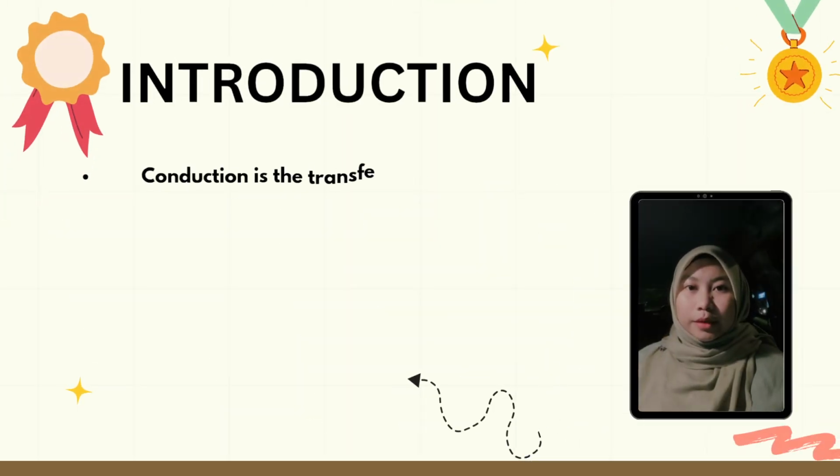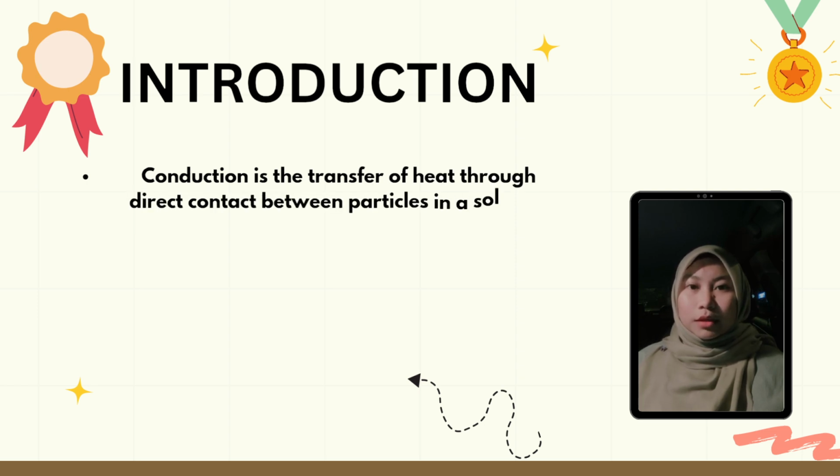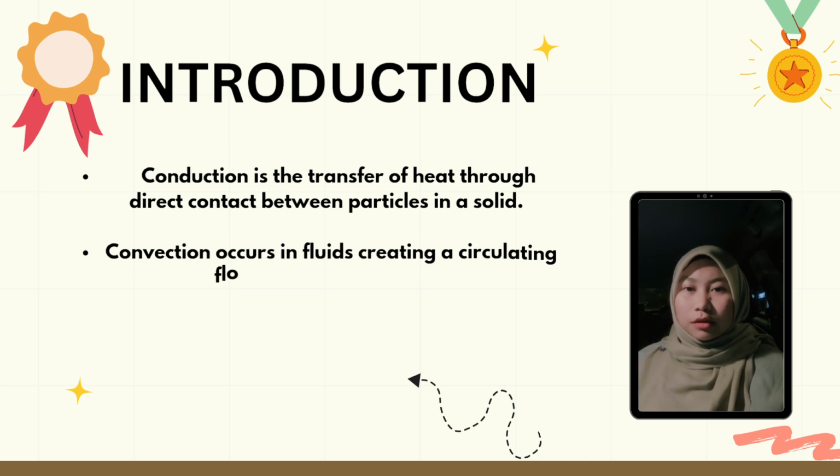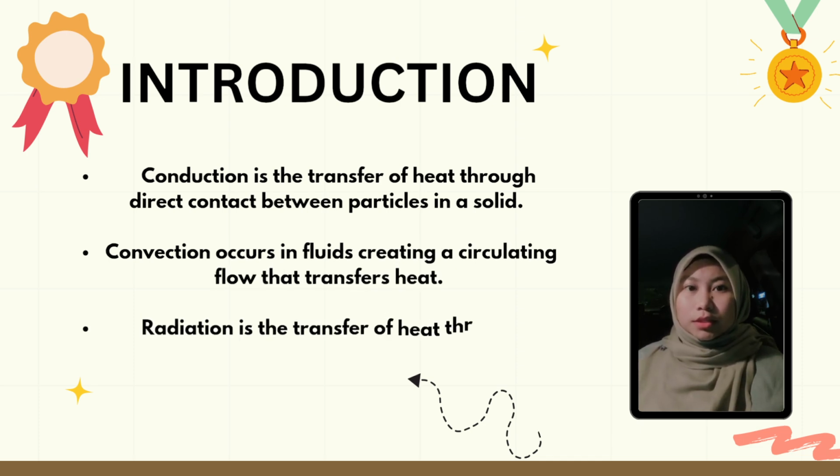Heat transfer is a process by which thermal energy moves from one place to another. It occurs in three main ways. First, conduction, second, convection, and third, radiation. Conduction is the transfer of heat through direct contact between particles in a solid. When one part of a material is heated, the particles vibrate and transfer energy to adjacent particles, spreading the heat.